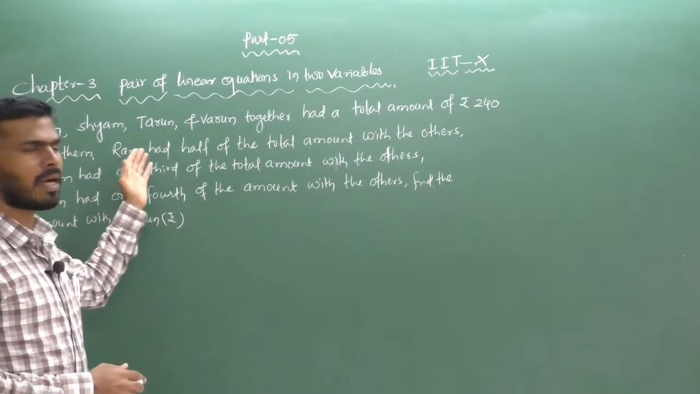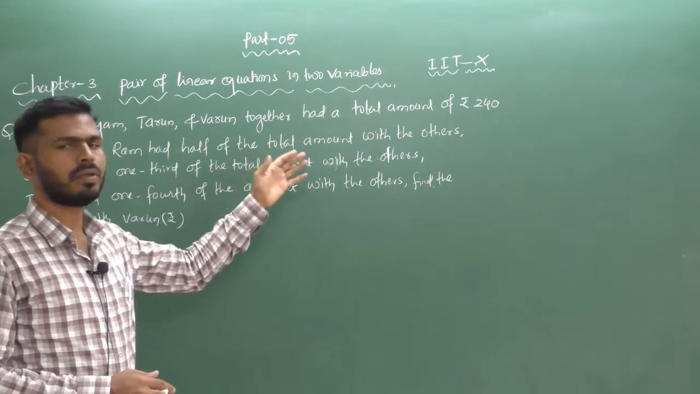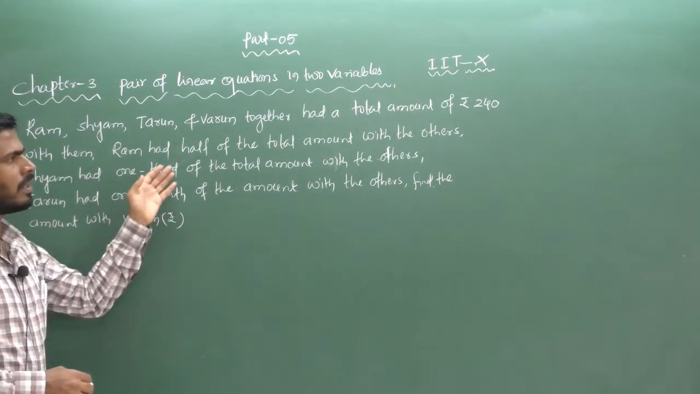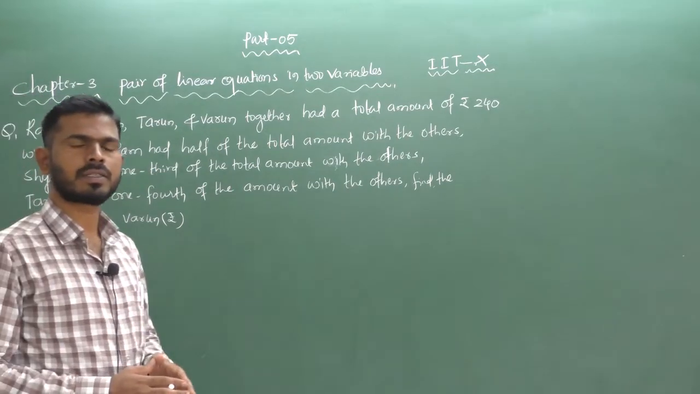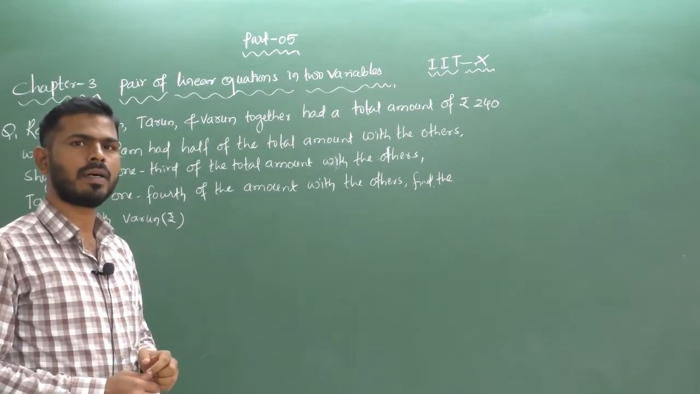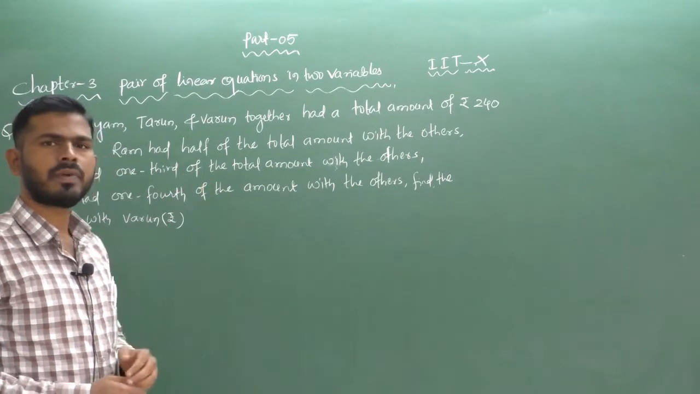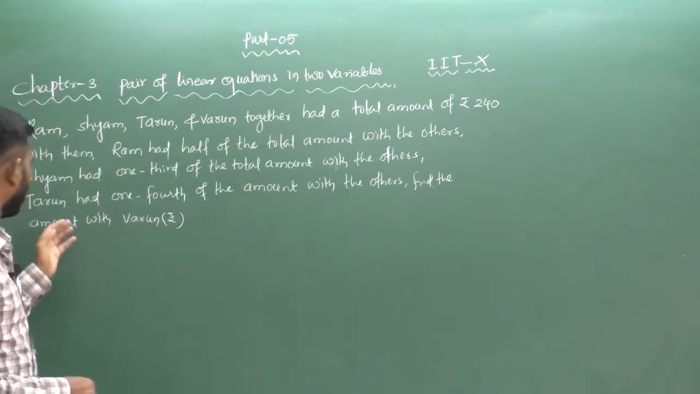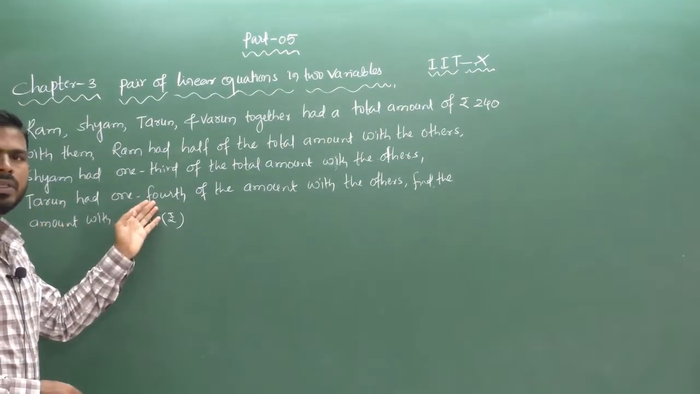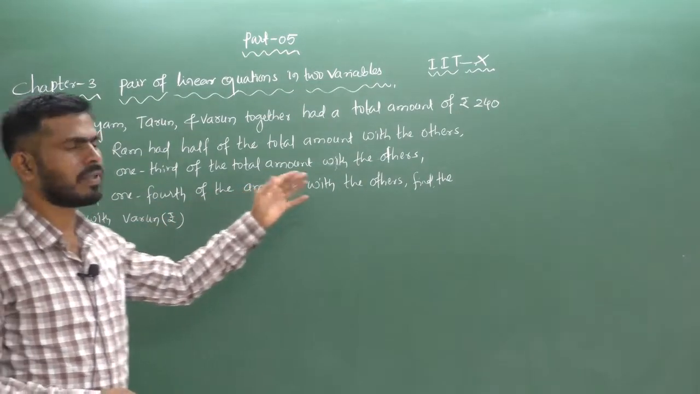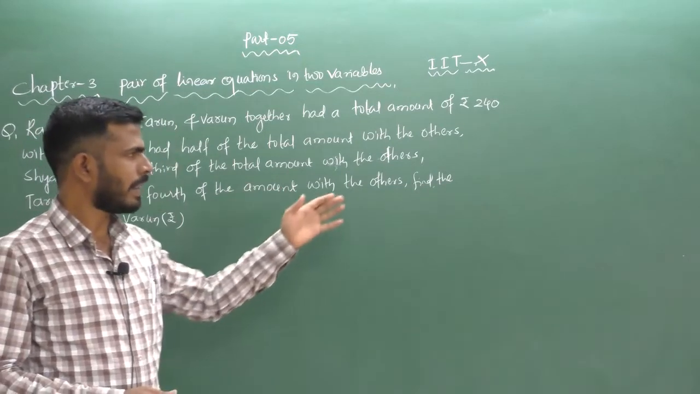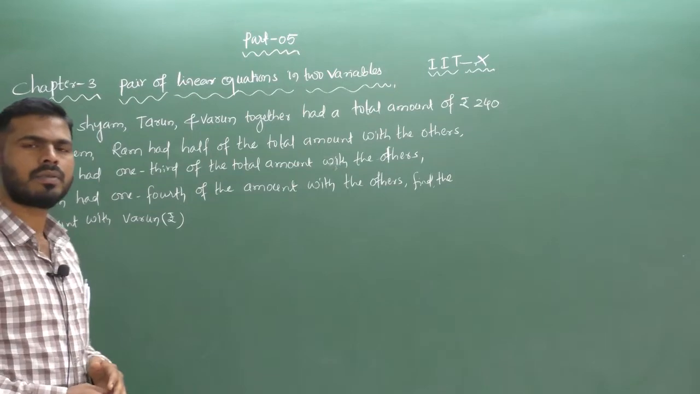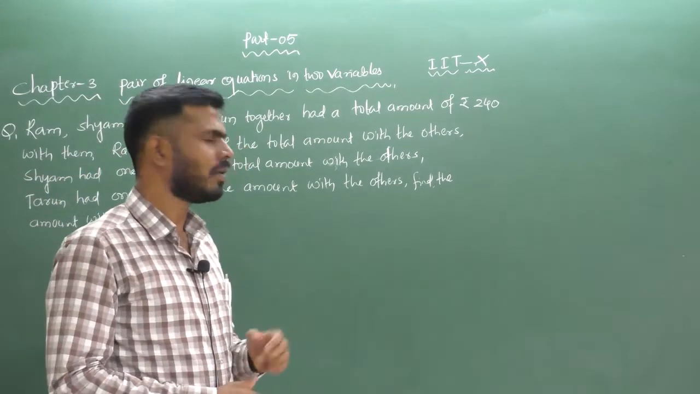The next condition is given: Shyam had 1/3 of the total amount with the others. Ram has 1/2 or half of the amount with the others, and Tarun had 1/4 of the amount with the others. Next, you have to find the amount with Varun. So, what is the total amount with Varun?